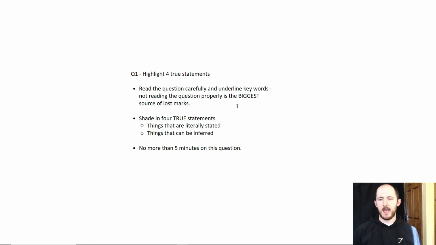Okay? And then, once you've gone through those, if you have 1 or 2 left over, you want to go through and say what can be inferred from that. Okay? So what information can you reasonably come up with, that you can deduce from the text, even if it isn't literally stated, okay? Because otherwise you might end up ticking a box that isn't actually correct. And you should spend no more than 5 minutes on this question.